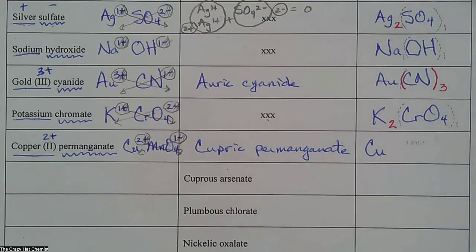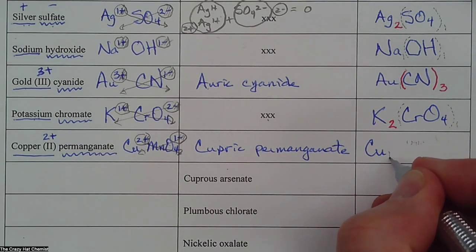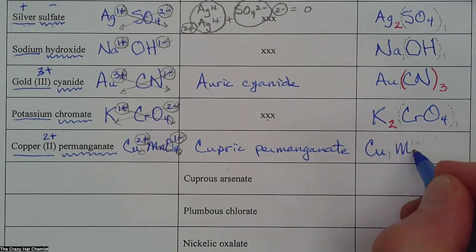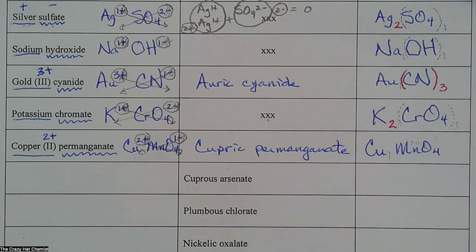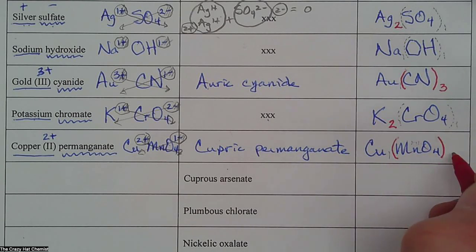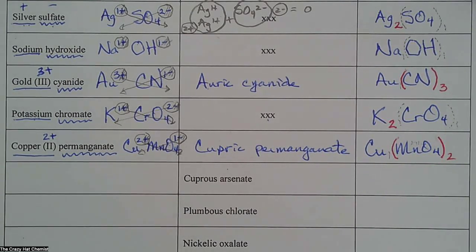It's a Cu, and then there's a penciled 1 that does not belong there, MnO4, and then there is parentheses, and a 2.